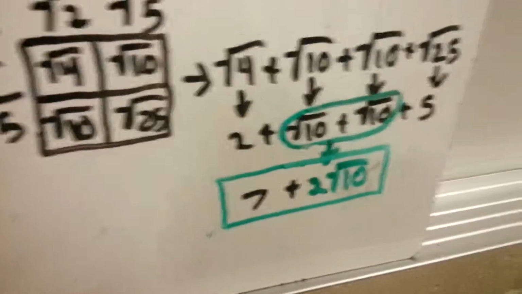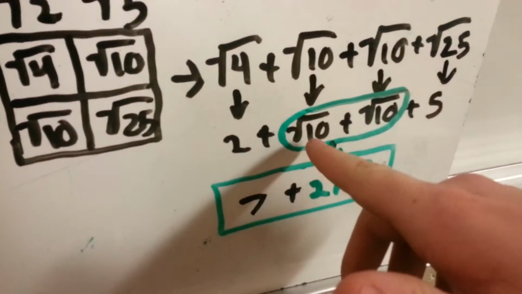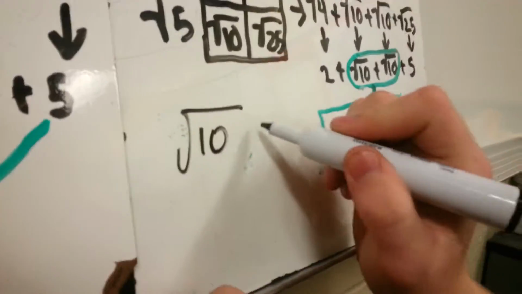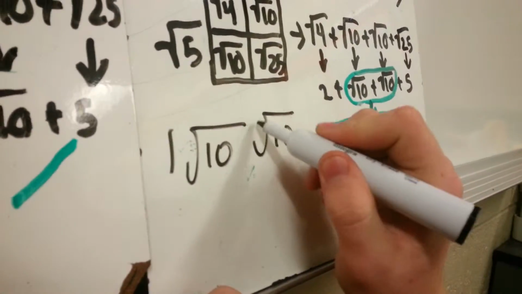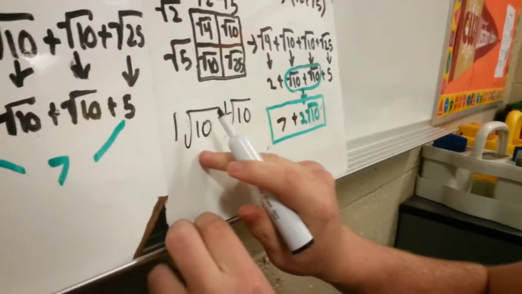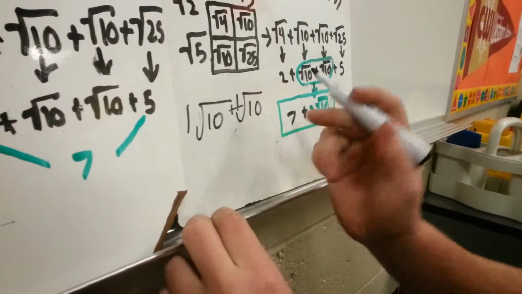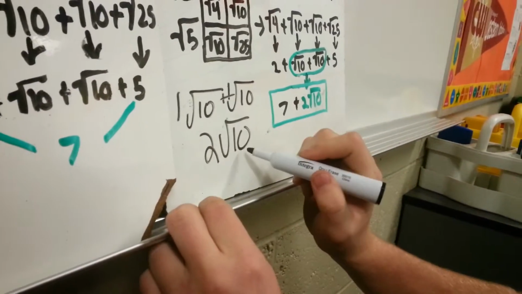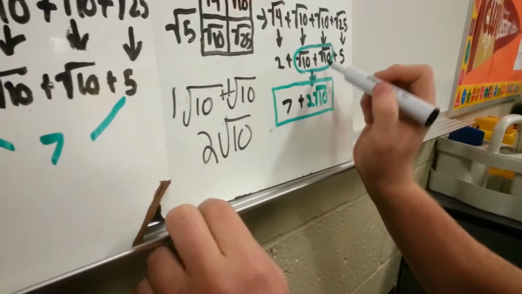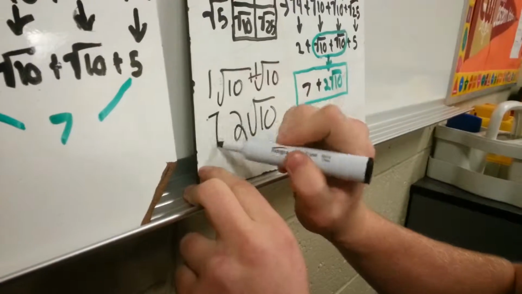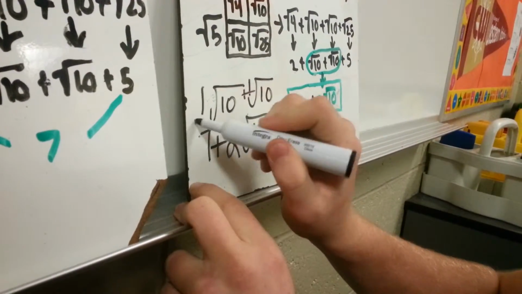Lastly, we're going to take our square root of 10 and our square root of 10. There's an imaginary 1 in front of both of them. So when the radicals are the same, you get to add them. 1 plus 1 is 2, and you keep the same radical, so it's 2 square root of 10. Then you bring your 7 from the 2 and the 5 over. So 7 plus 2 square root of 10, and there's your answer.